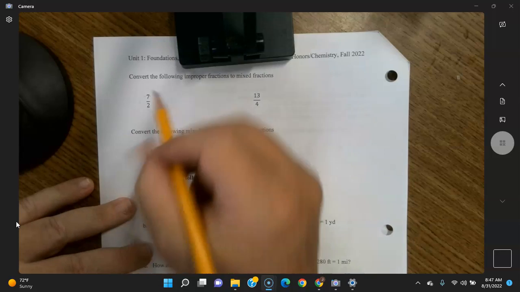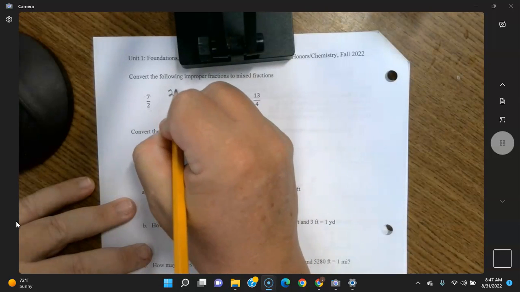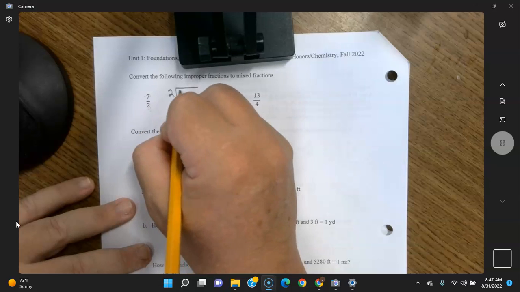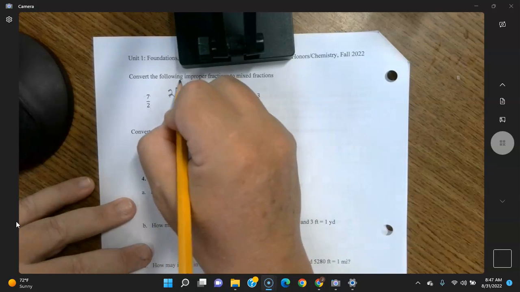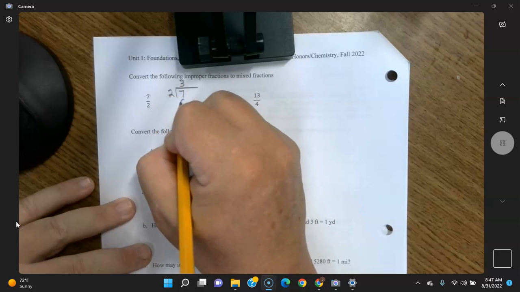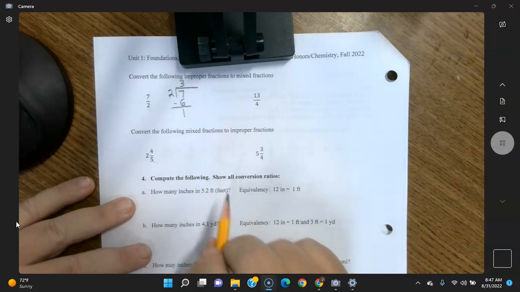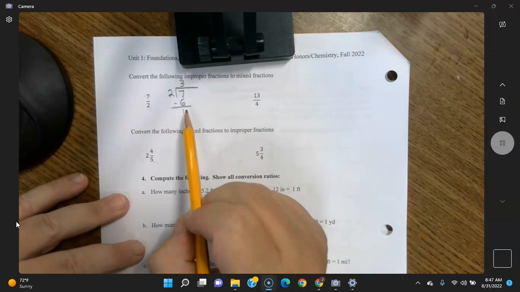All right, so what you do is you simply do a little division problem. What a fraction really means is 2 divided into 7, so we're going to write it like that. 2 goes into 7 3 times. 3 times 2 is 6. You subtract that. 7 minus 6 is 1. And you're done. You're not going to do any decimal here. So you have a remainder.